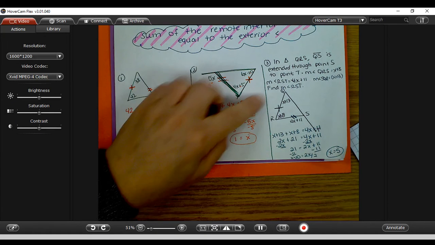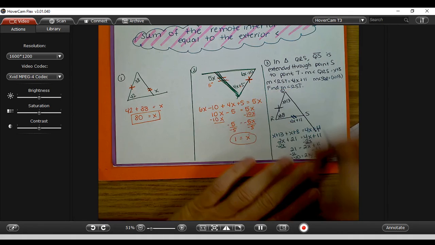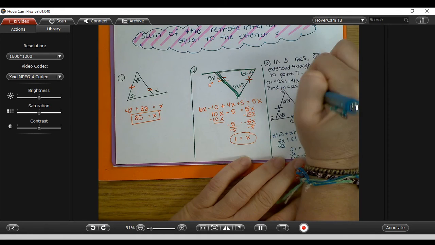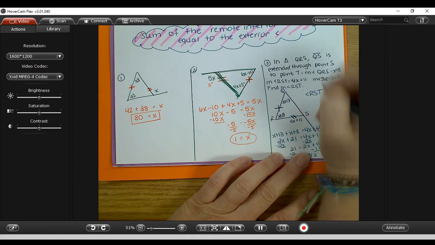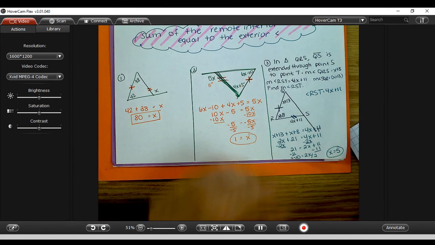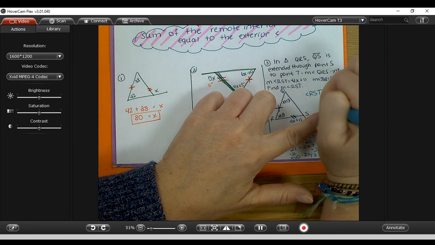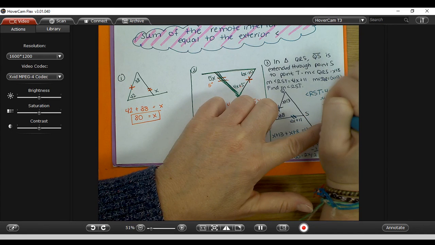Now we need to make sure we answered the question. This one says find the measure of angle RST. Well, angle RST is 4x plus 11. And so we're just going to substitute. 4 times 5 plus 11 is 31 degrees.